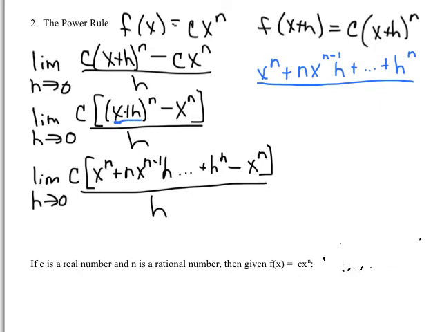And that's the power rule, and it makes it a lot easier to find the derivative. One more time, f prime of x is going to be c, the coefficient, times the exponent, times the variable, and then you're dropping the exponent by 1. You bring the power down in front, and you reduce it by 1. That's the power rule.